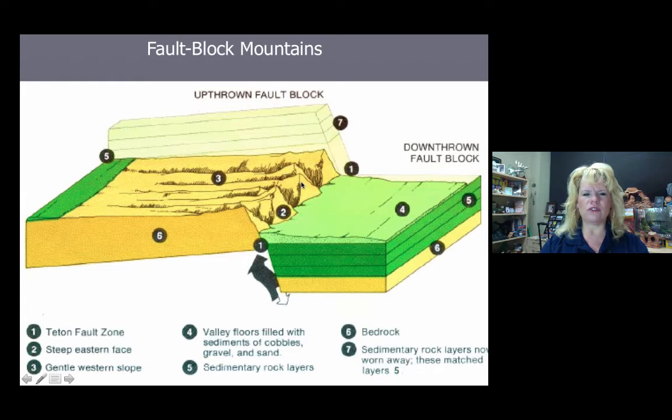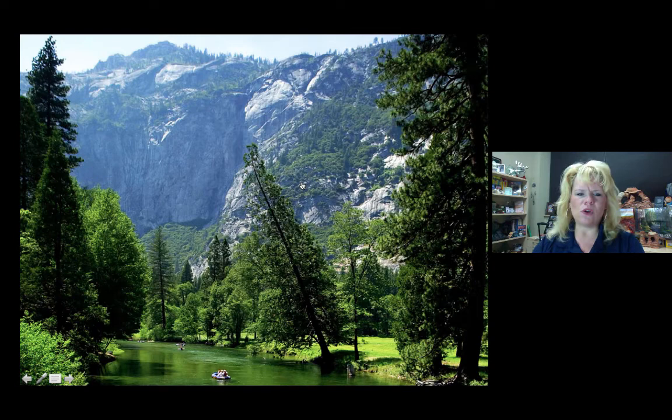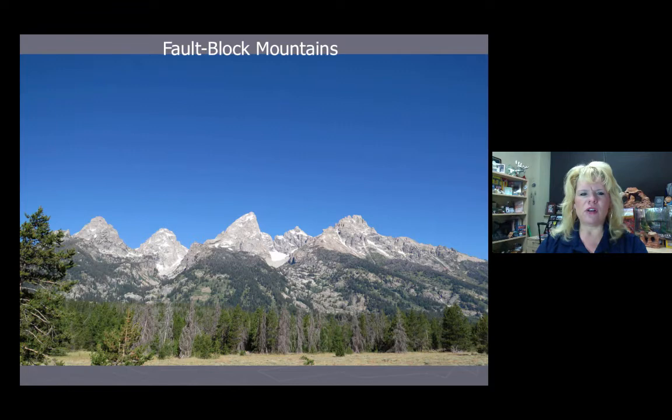Here are some fault block mountains. This is actually in Oregon, and you can see where they've been faulted, and you've got a big section of it that's been exposed because of a drop or an uplift in one area. These are classic fault block mountains. These are the Grand Teton National Range, and you can totally see where a whole section, in this case, a block fell and made a valley floor and left the mountains behind.